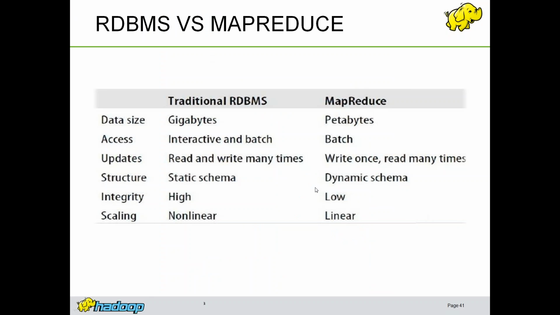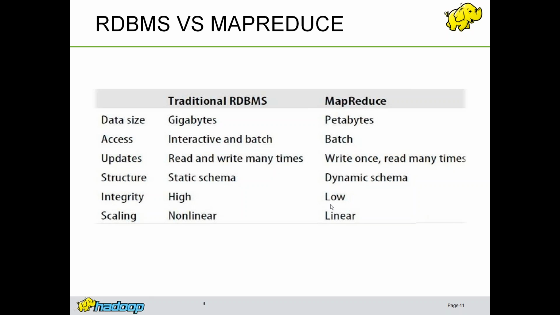So this is the difference between RDBMS and MapReduce. In a traditional RDBMS concept, you can process data at gigabyte level, and in the MapReduce concept you can process at petabyte level. Access is interactive and batch mode, but the MapReduce model is batch mode. In traditional RDBMS you can read and write many times. In the MapReduce concept, you write once and read many times, purposely for Hadoop, because we are doing data analytics. And the structure is a static schema in RDBMS and a dynamic schema in MapReduce.